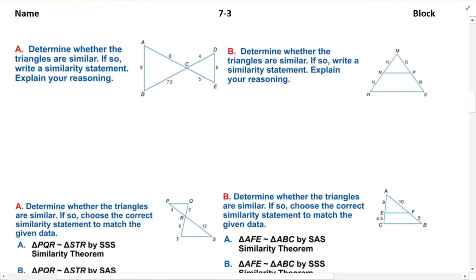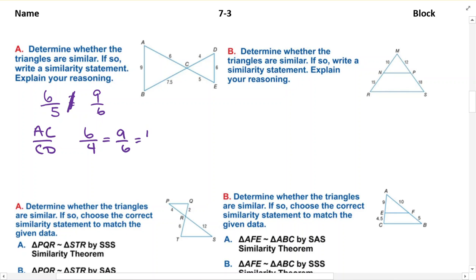So looking at the first problem here, we're determining whether they're similar or not and write a similarity statement. So my first idea is to do AC over CE. So I have 6 over 5. Does that equal AB over DE? So that'd be 9 over 6, and that definitely does not equal each other. So let's try something else. Let's try AC over CD and see if that works. So 6 over 4, does that equal 9 over 6?